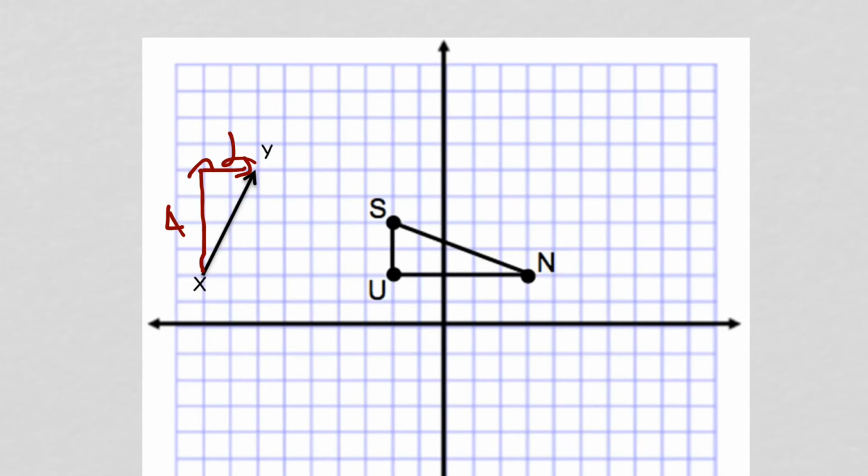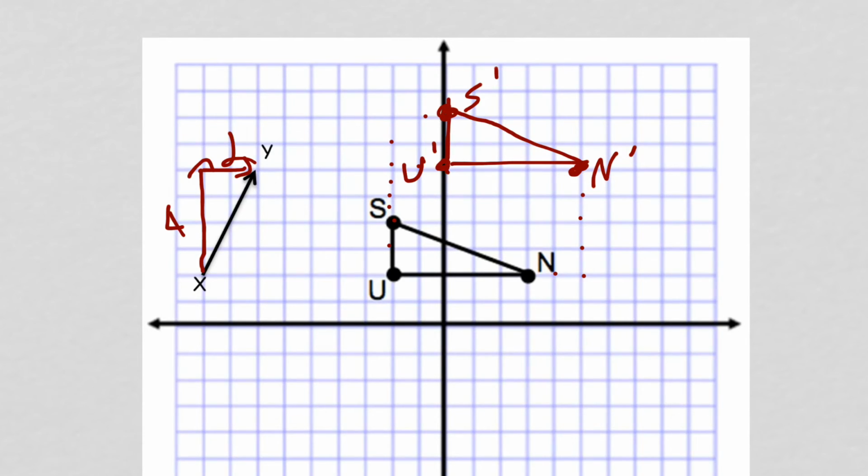So let's see, if I start at S and go 1, 2, 3, 4 up and 2 to the right, S prime is going to be right about there. And then if I take point U, 1, 2, 3, 4 up, 2 to the right, U is going to end up right over there, U prime, and N is going to go 2 to the right, and 1, 2, 3, 4 up, and then we're going to have N prime, and then I need to connect them as best I can. I wish I had a way to make straight lines on here, but I don't.